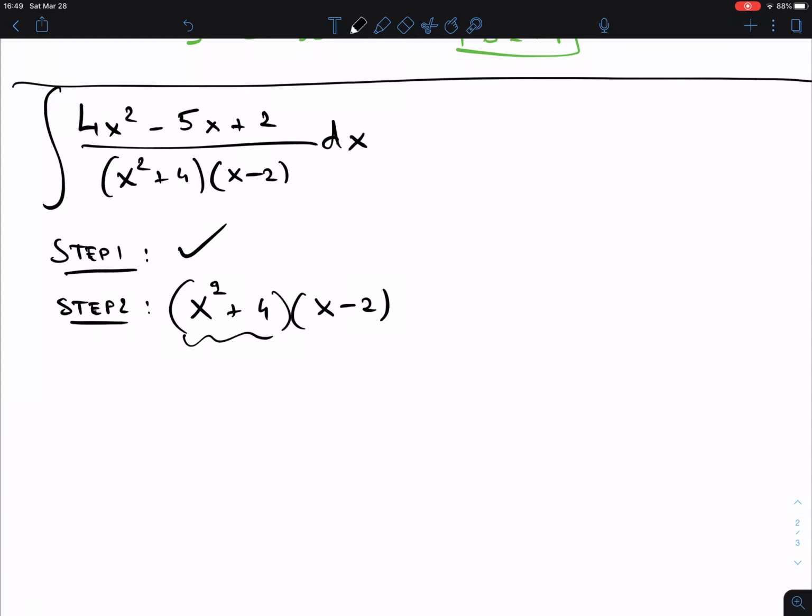What about this guy? But now if you try to do this factoring trick, you'll find there is nothing you can plug in here.